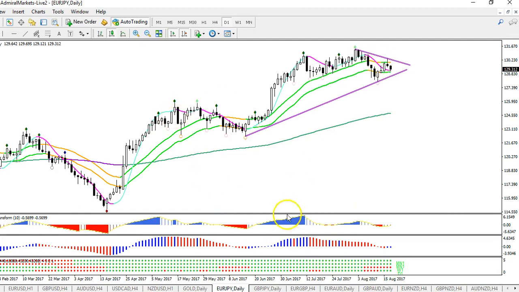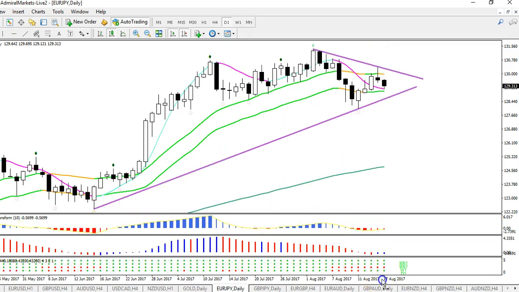There is divergence between these tops slightly, I believe. Let me double check. Yeah, very close though. So I am basically keeping an eye on these trend lines for more information.